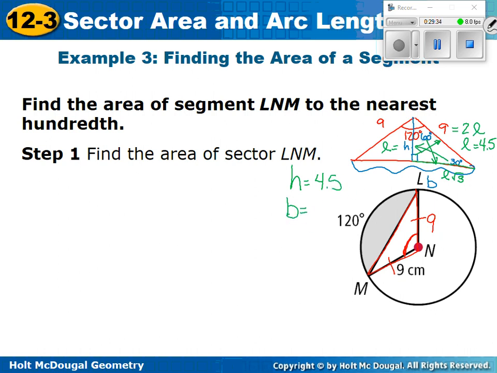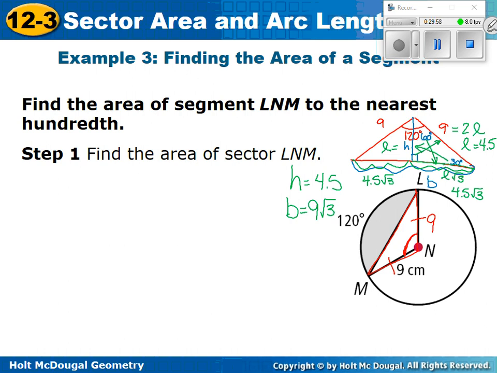If L is 4.5, what is this part of the base? 4.5 square roots of 3. What is this part of the base? 4.5 square roots of 3. So what is the whole base? 9 square roots of 3. Questions on how I found the base or the height of the triangle?